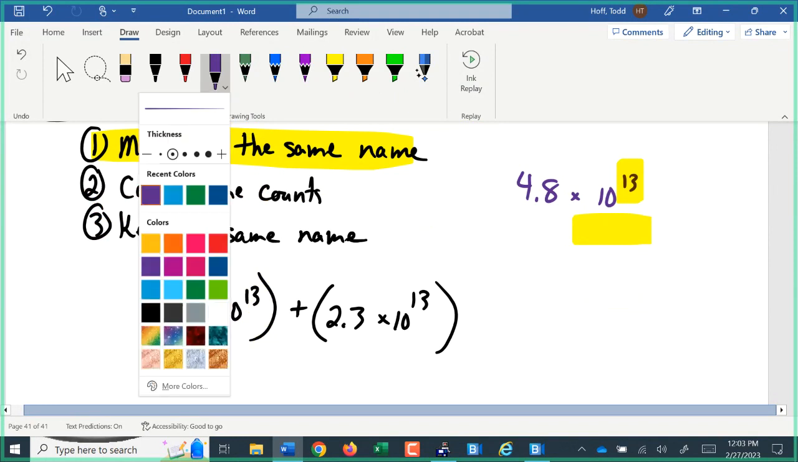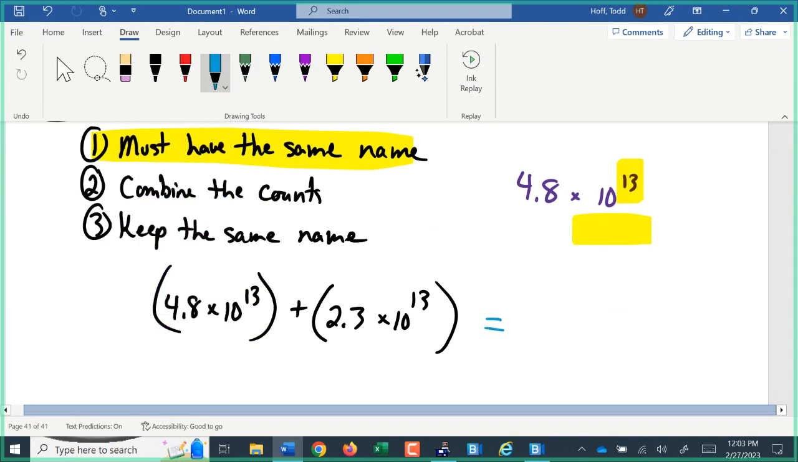So we go ahead and add here. When we add now, we've got the same name, both are 10 to the 13th. So we're going to go ahead and combine the counts. 4.8 plus 2.3, 7.1. And then we keep the same name, times 10 to the 13th.